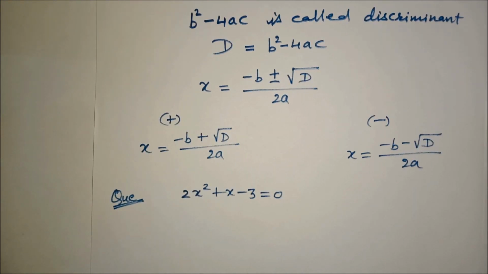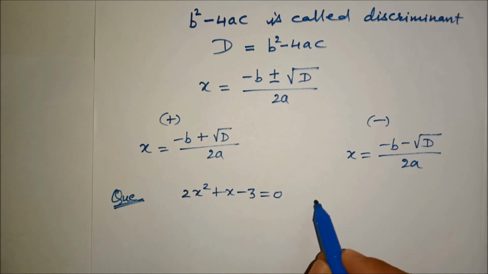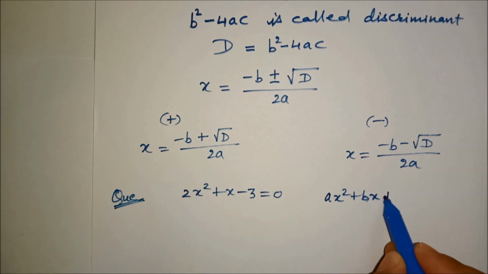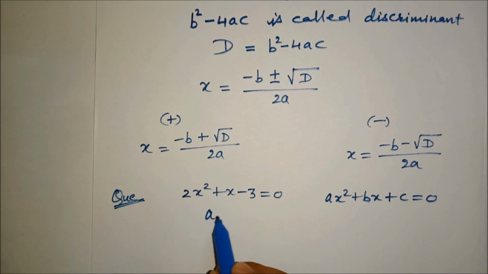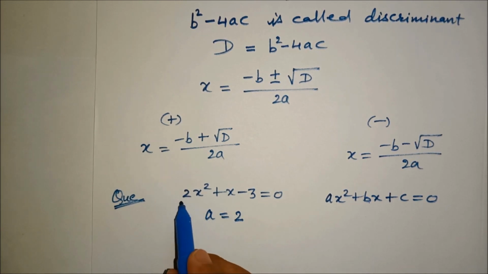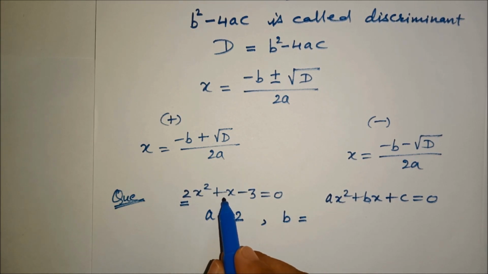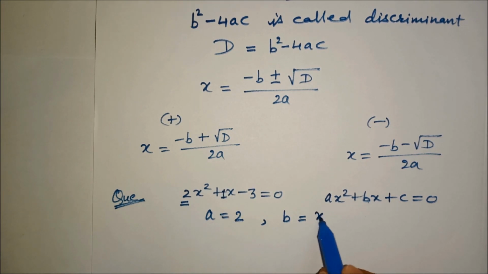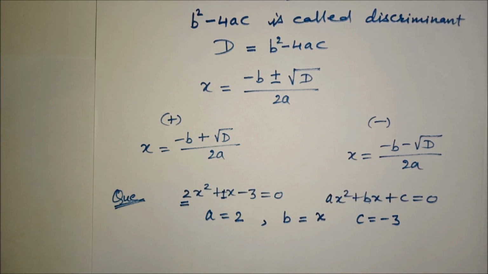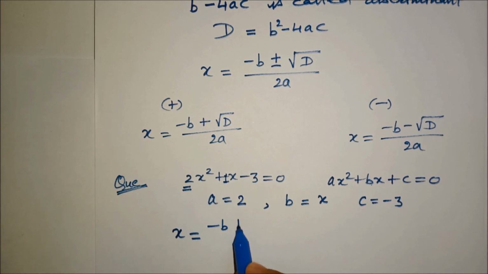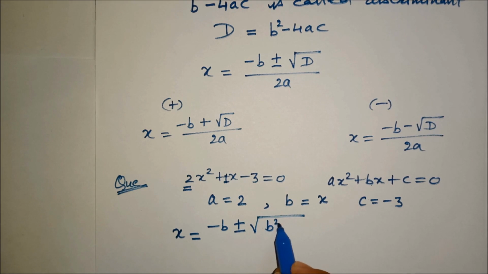First of all, we will compare the given question to the standard form of the quadratic equation, that is ax² + bx + c = 0. Here a = 2 because 2 is the coefficient of x². b = 1 because 1 is the coefficient of x. And c = -3. Now we will replace these values in the formula. x = (-b ± √(b² - 4ac)) / 2a.